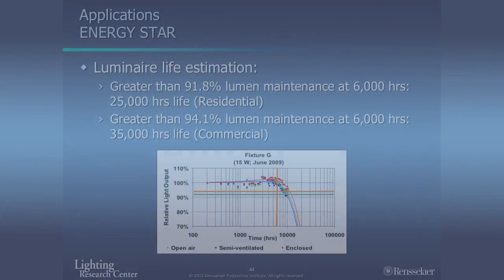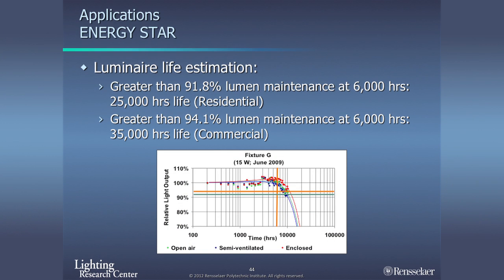With Energy Star, their requirement for commercial products is that they last at least 35,000 hours. That is the minimum requirement. Most downlights for commercial applications you'll see will have ratings of 40 and 50,000 hours. Again, that's based on a projection, but for life, that's doing very, very well.